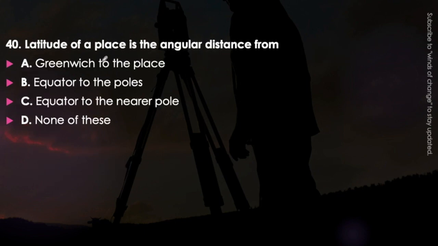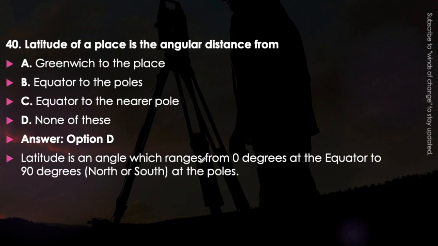Next question. Latitude of a place is angular distance from Greenwich to the place, equator to the poles, equator to the nearer pole, or none of these. Just think about it. None of these options are correct, so option D will be the correct answer, because latitude is the angle which ranges from 0 degree at the equator to 90 degree at the pole. It will be the angle from the equator to the point under consideration, where we have to obtain the latitude angle. So it will not be Greenwich to the place, or equator to the poles, or equator to the nearer pole. All these are incorrect statements.